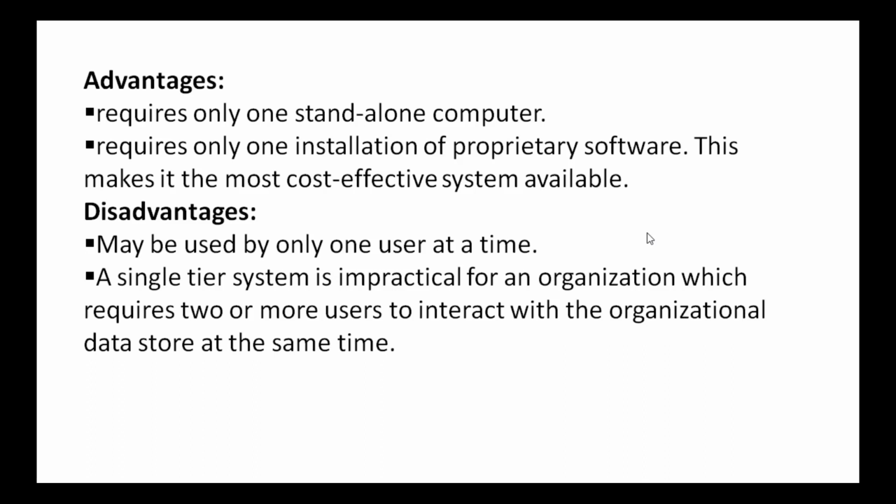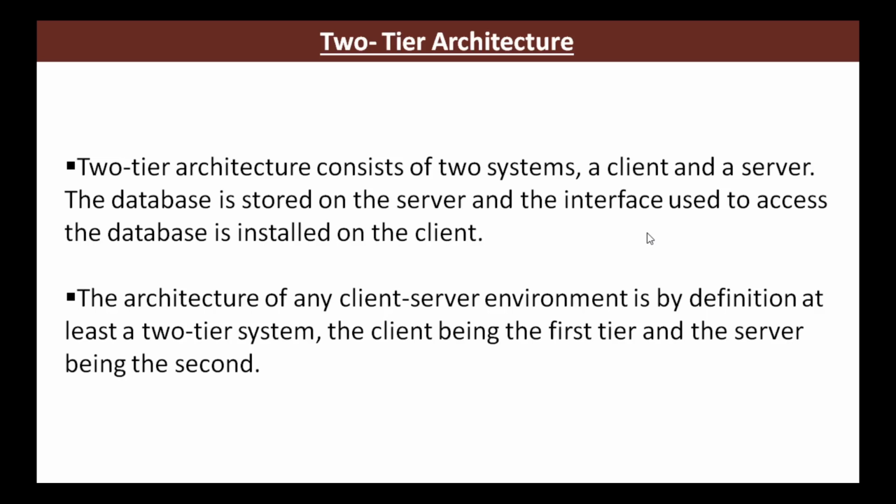Coming to the disadvantages. This system can be used by only one user at a time, and this architecture is not suitable for the organization where there is a need to access the data by multiple users. These are the disadvantages in the one tier architecture.